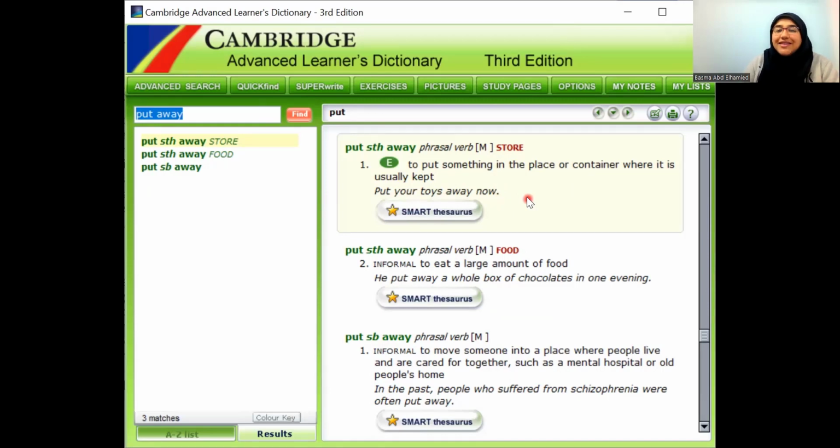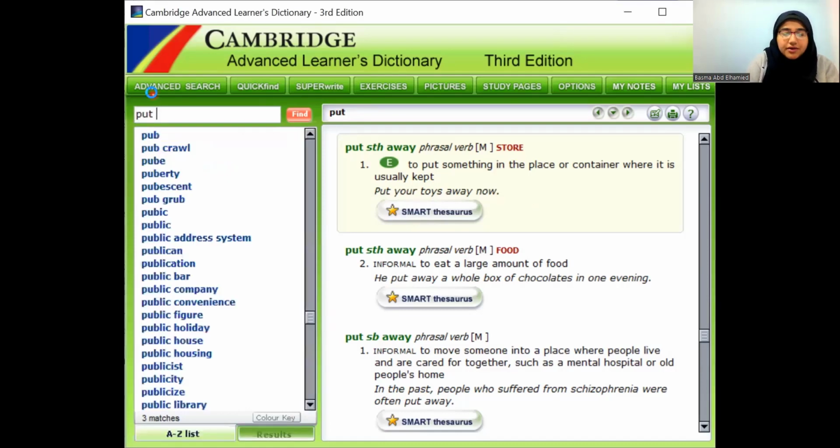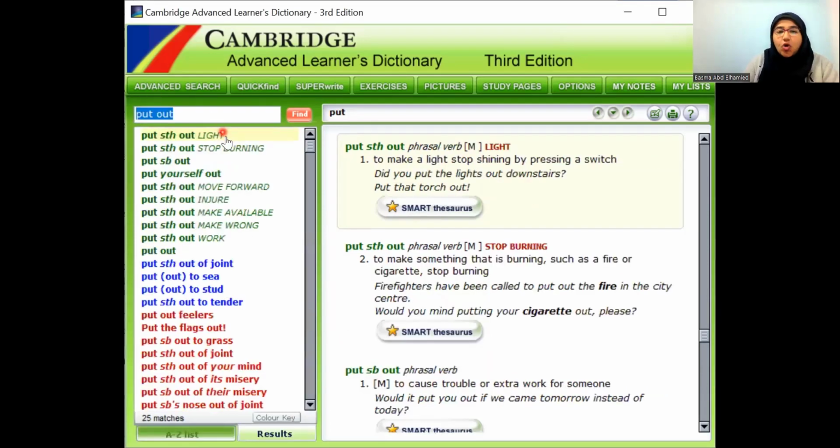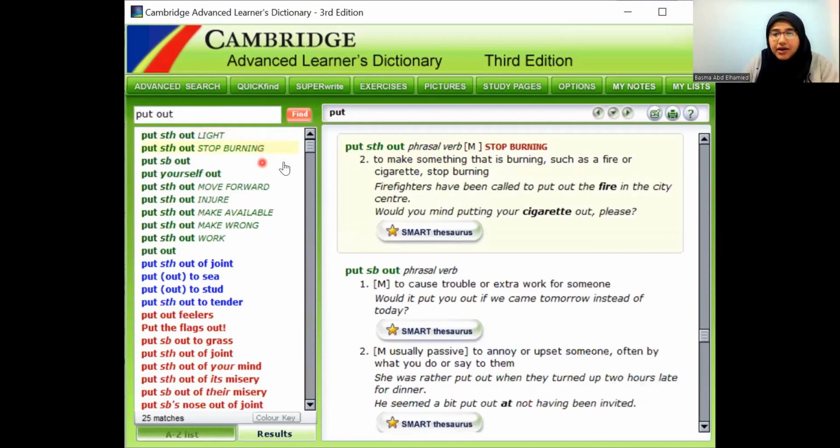Now let's go to the last expression of this set. Put your cigarette out. Put out. So put out here means to make something that is burning, such as fire or cigarettes, stop burning. So firefighters have been called to put out the fire in the city center. Or would you mind putting your cigarette out, please? So it's like to turn it off or something.